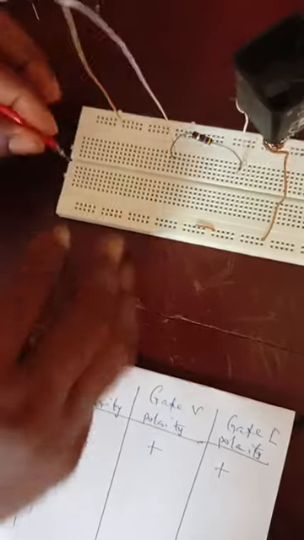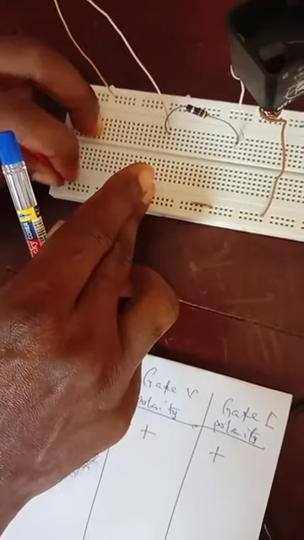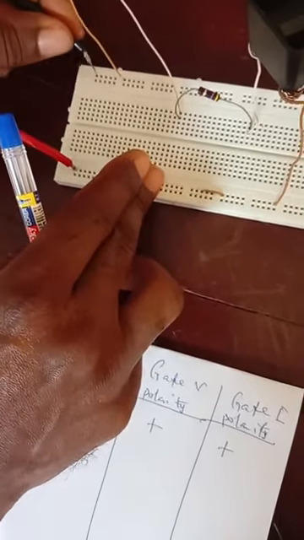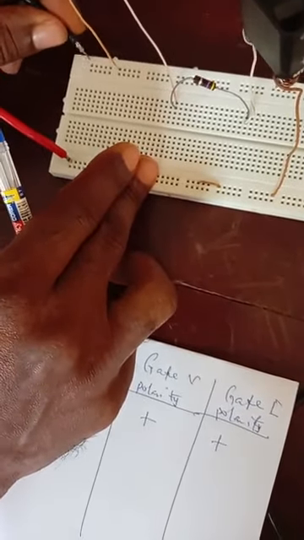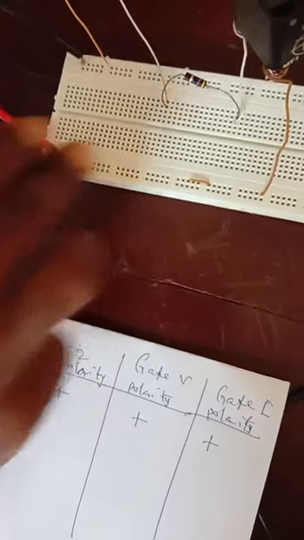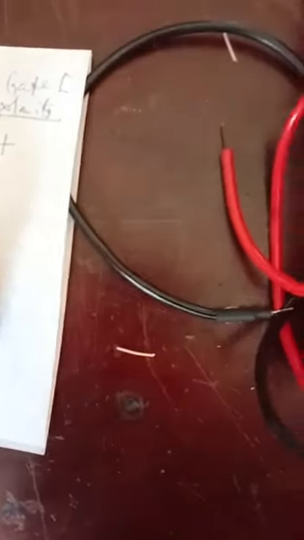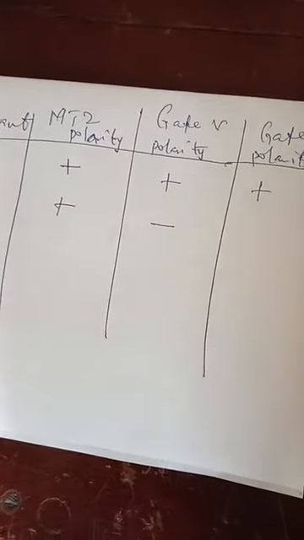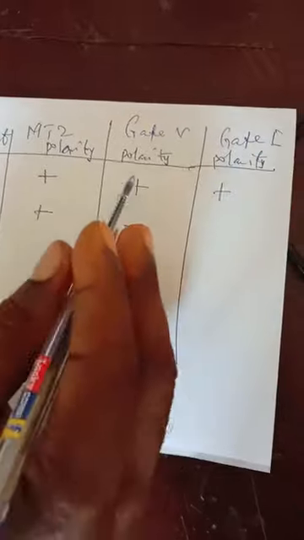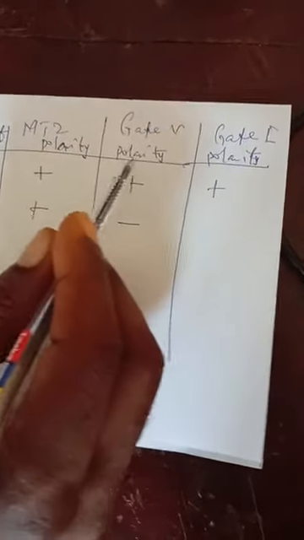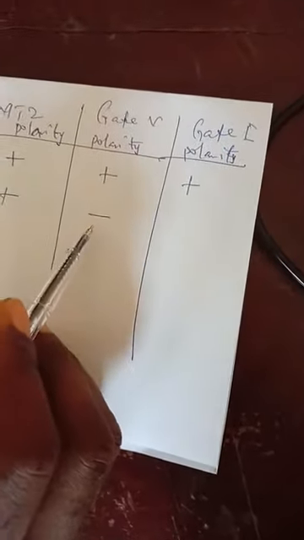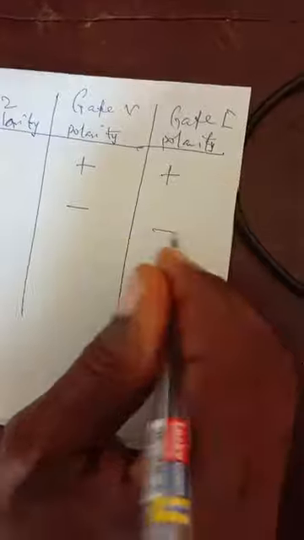Positive will now come to the negative point, and then negative will go to the positive point. Let's see, we have interchanged it. We still have our MT2 positive, but our gate has been changed to negative. The gate polarity has been changed to negative. So it means that if the polarity of the gate voltage is negative, the current also will be negative.